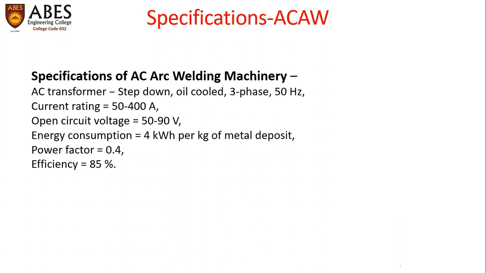The specifications of AC arc welding machinery are: AC transformer, which should be a step-down transformer and oil-cooled with three-phase supply. The current rating is 50 to 400 ampere. The open circuit voltage must be between 50 to 90 volts. The energy consumption must be 4 kilowatt hour per kg of metal deposit. Power factor is about 0.4 and the energy efficiency must be 85%.